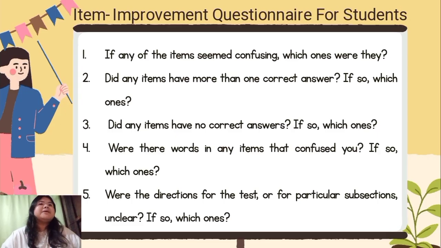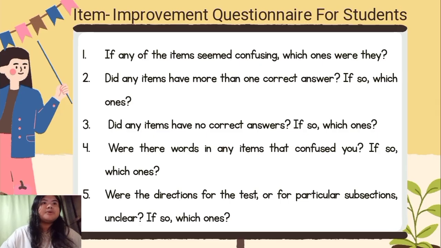So, the item improvement questionnaire for students. These are the questions that the teacher can give to students after the test that they had. First, if any of the items seem confusing, which ones were they? Second, did any items have more than one correct answer? If so, which ones? Third, did any items have no correct answers? If so, which ones? Fourth, were there words in any items that confused you? If so, which ones? Fifth, were the directions for the test or for particular subsections unclear?